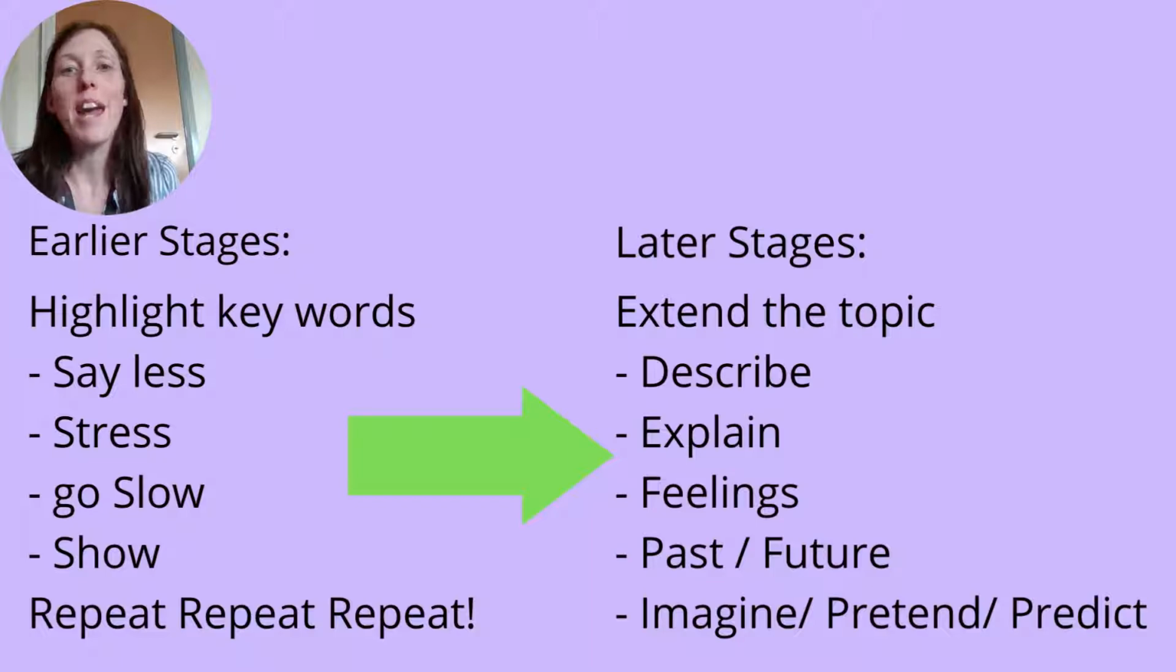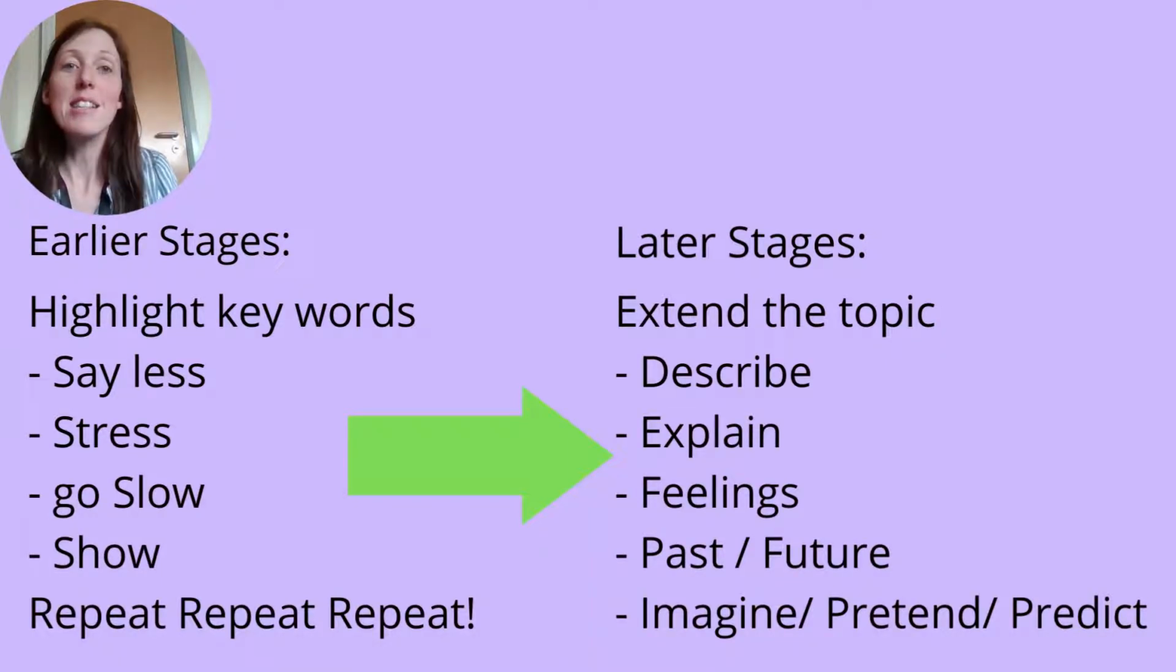We talk about the 4 S's, so say less, stress the key words, go slow so your child can hear the important information in language, and show, which is a really important one. We'll go into a bit more in the next slide. That just means show your child as much visual information as possible about the word as you say it. And then repeat, repeat, repeat. So repeat those keywords so that your child builds their understanding of the word.